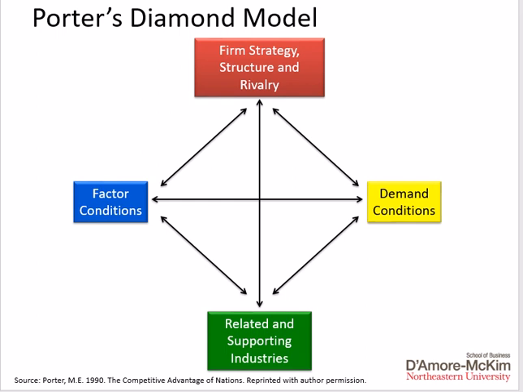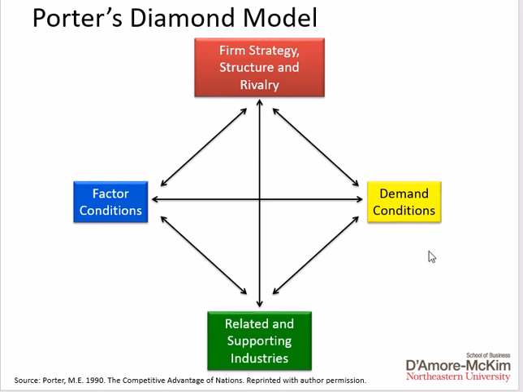Factor conditions involve the endowments, or the varying endowments across countries, of the raw factors for production of goods and services, things such as land, labor pools, available capital, and available human capital as well. These factor conditions will identify which countries provide an opportunity for a firm to produce its goods or services.